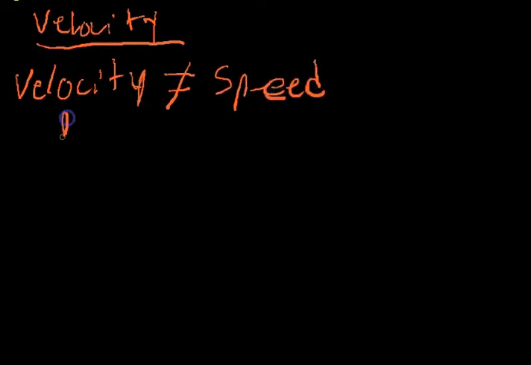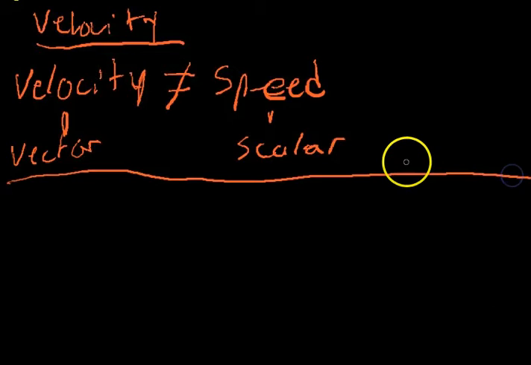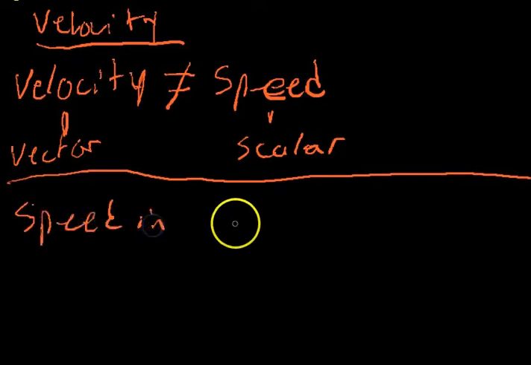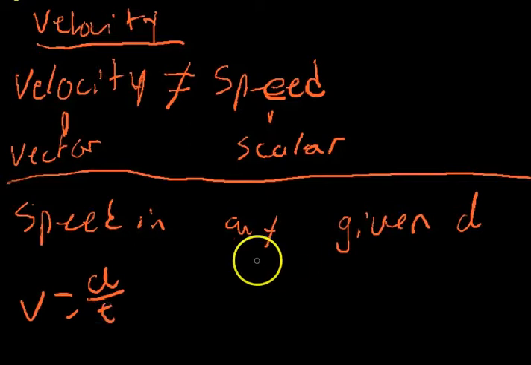because velocity is a vector quantity and speed is a scalar, right? So now that we have that in mind, let's talk about what velocity is. Velocity is speed in any given direction, D. So the equation is still the same. Velocity is distance over time, but then with your answer you must give a direction, right?